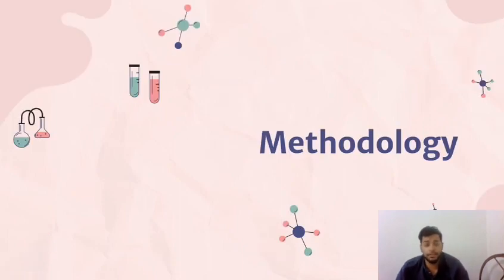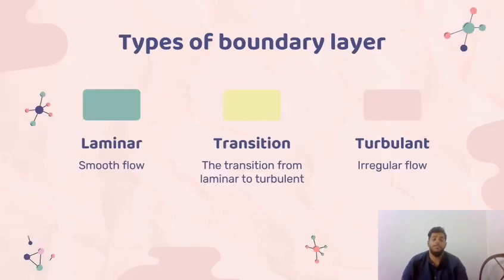Okay, moving to the second part, which is methodology. First is boundary layers and the types of boundary layer. So what is a boundary layer? A boundary layer is a thin layer of fluid in the immediate vicinity of a bounding surface, formed by the fluid flowing along the surface. The fluid interaction with the wall induces a no-slip boundary condition.